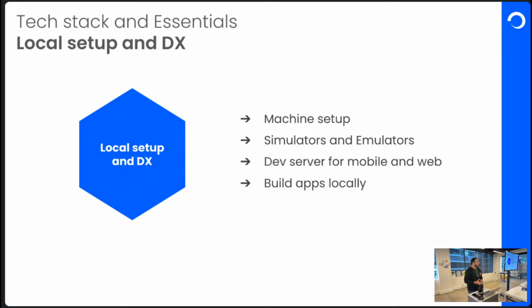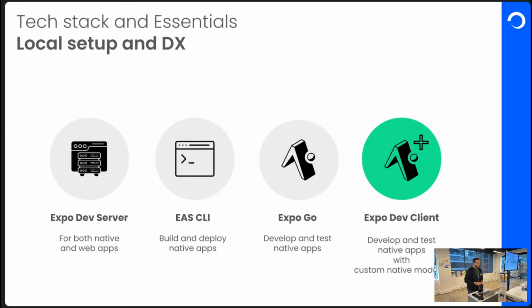Now let's take a look at the first basic setup. You want to set up a universal scaffolding on your local machine. So you need machine setups, you need simulators, emulators, you need a dev server, you need to build your apps locally as well to test it out. Now what Expo gives us is these 4 main things with which you can start building your app immediately. You don't even require things to be manually set up.